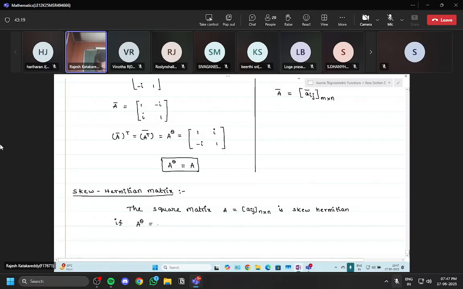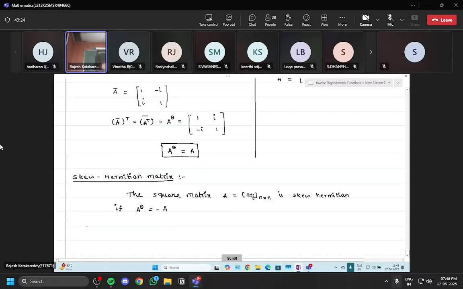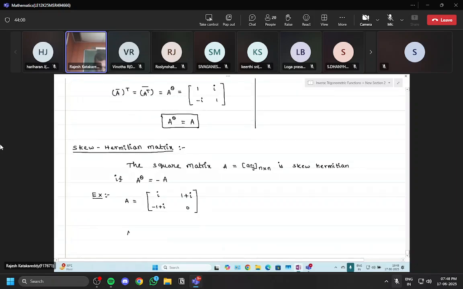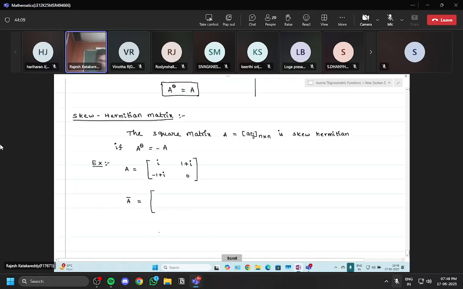If A to the power theta is equal to minus A, let us take one small example. See, like if you have doubt in taking conjugate, first listen. Right? A conjugate will be equal to... When you are taking conjugate of a matrix, just do conjugate of each and every element. Conjugate for I is equal to minus I. This will be 1 minus I. And then you will have minus 1 minus I. 0 conjugate is 0 only. Clear? Still some doubt is there?